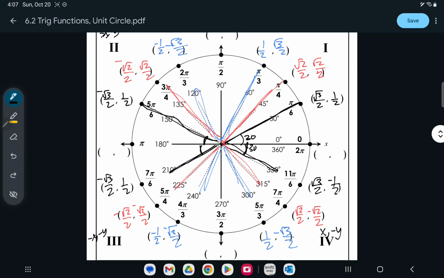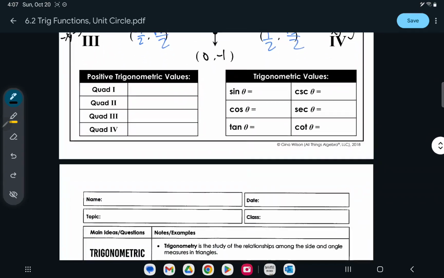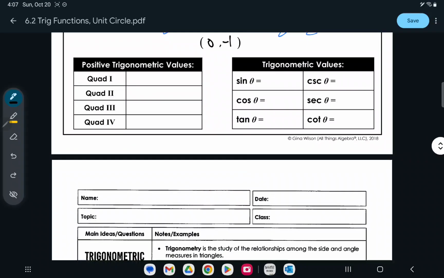Alright, so all the ones that are on the axes, the ones I should have left blank: 1, 0, 0, 1, negative 1, 0, and 0, negative 1. Okay. So, filling out this chart again, sine is y, cosine is x, tangent is y over x. Cosecant is 1 over y, secant is 1 over x, cotangent is x over y.